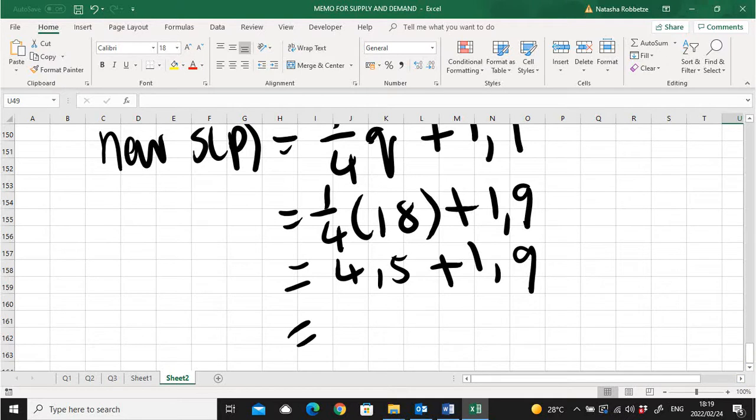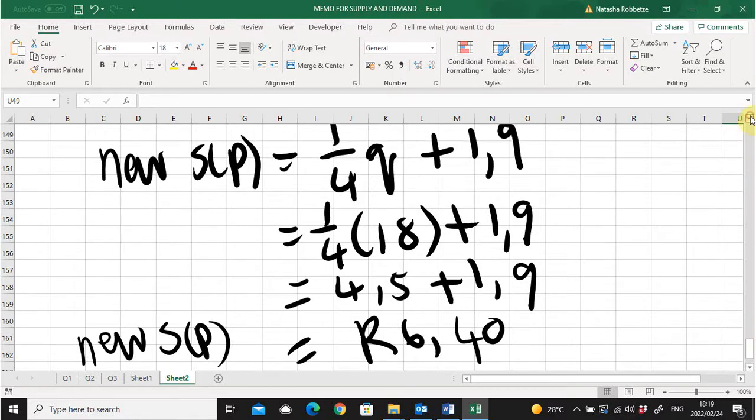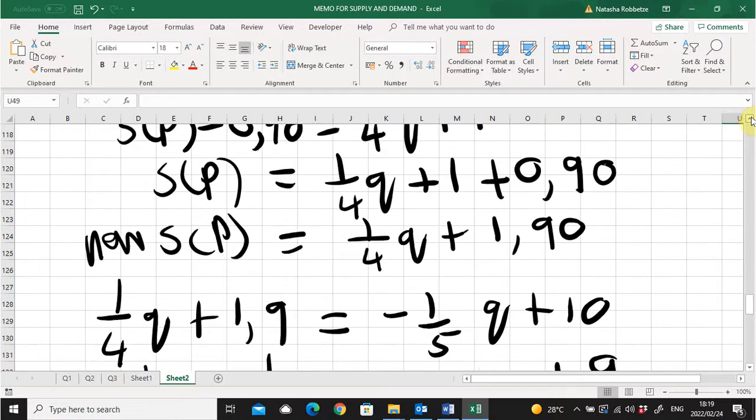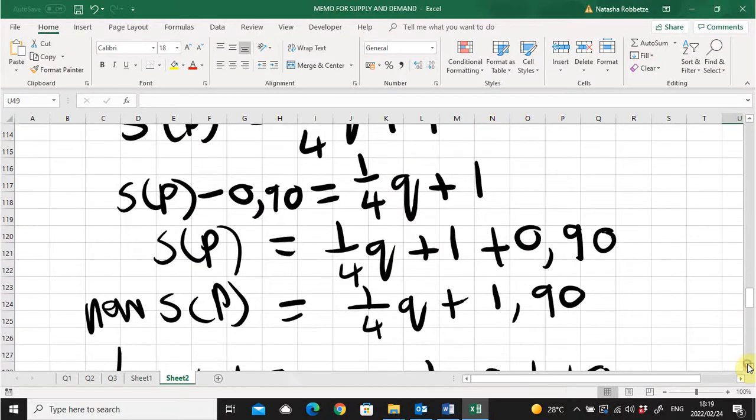And if we add that together, I get 6 Rand 40 as the new supply price. Right, so we've solved the entire problem. We adjusted the supply with the tax. We got to a new supply function.